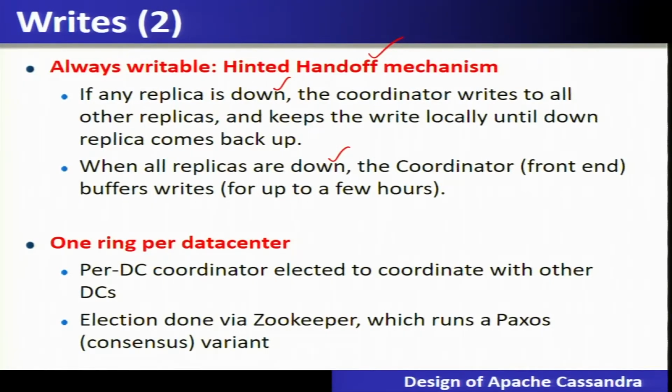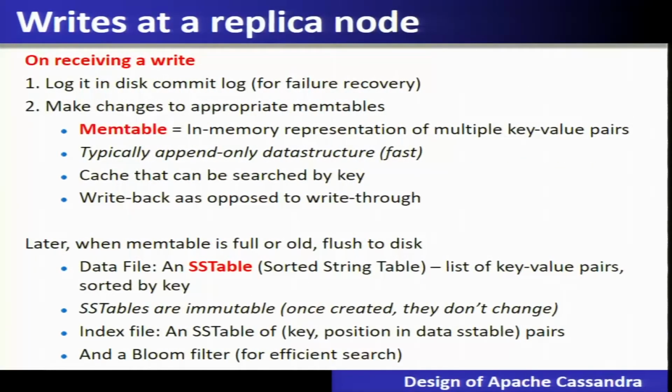Now we are going to see that in the write, one ring per data center is followed as the resources for data storage. A coordinator per data center is elected to coordinate with the other data centers, and the election is done via ZooKeeper, which runs Paxos, that is a consensus protocol variant.